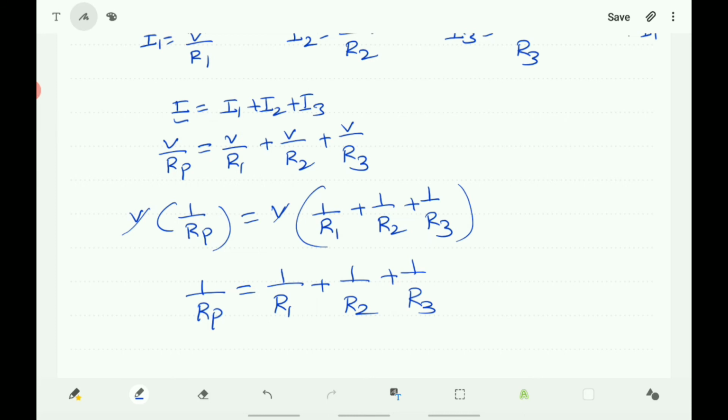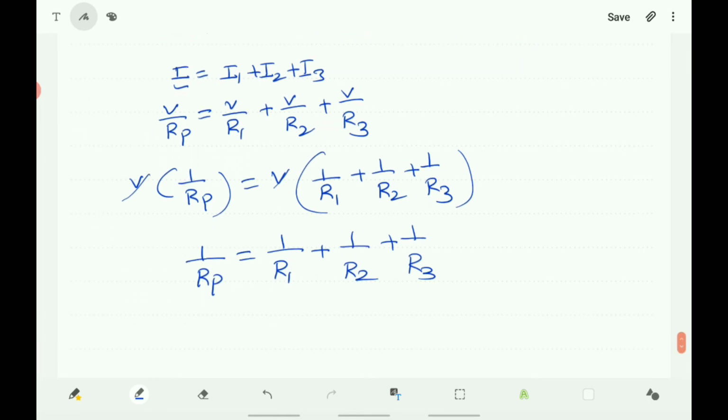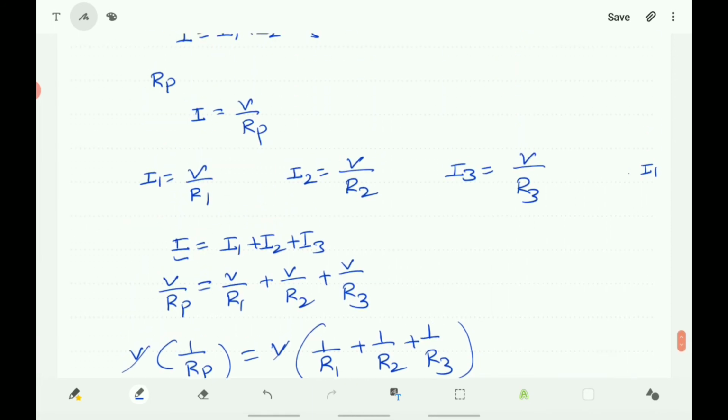Therefore, we may conclude that the reciprocal of the equivalent resistance of a group of resistances joined in parallel is equal to the sum of the reciprocals of the individual resistances. That is, 1 by Rp is the reciprocal of the equivalent resistance, and 1 by R1 plus 1 by R2 plus 1 by R3 is the sum of the reciprocals of the individual resistances. That is about the equivalent resistance in the case of parallel combination.